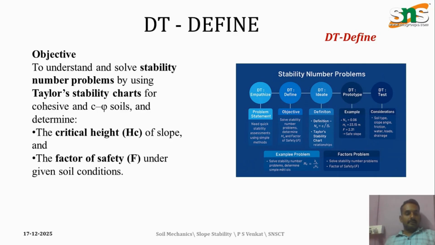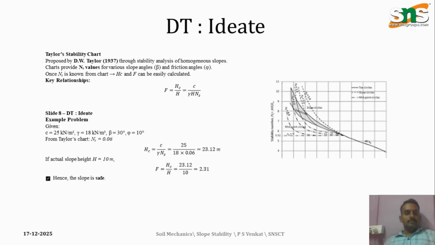The main objective of this topic is to understand and solve stability number problems using Taylor's charts and determine the critical height of a slope and factor of safety under given soil conditions. So the stability number depends on several factors including soil type, slope angle, friction angle, pore water pressure, unit weight and drainage conditions. Among these, pore water pressure plays a major role in reducing effective stress and slope stability.